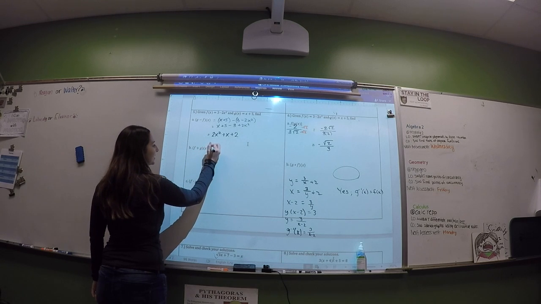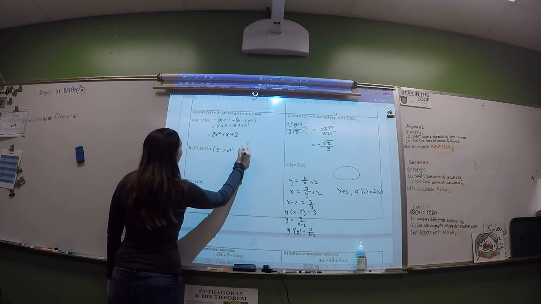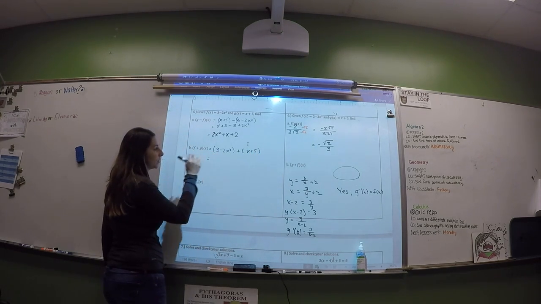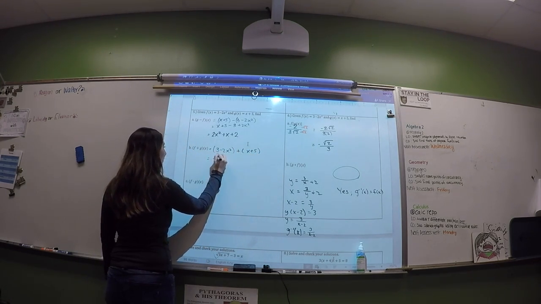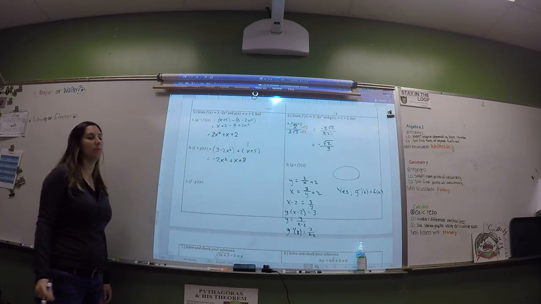Now the next one says to add f to g. So we're going to take all of f, and we're going to add it to all of g. And all you need to do for this one is just add like terms. So again, we can add the 3 and the 5. And that makes 8. So you get negative 2x squared plus x plus 8.